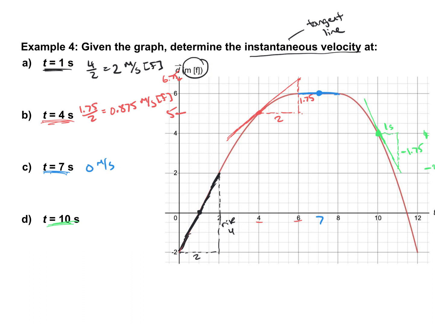Okay, so the slope is negative 1.75 over 1. So that just makes negative 1.75 meters per second. So my answer is negative in this case. The slope is negative. That means the object is actually moving backwards. So I'm just going to say 1.75 meters per second backwards. All right, and that is it. So tangents are used to get instantaneous rates of change.